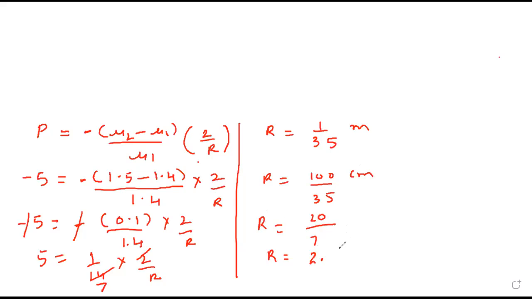Twenty by 7 in centimeter, which I'm dividing by 7. 7 into 2 is 14. Remainder 6 will become 60. 7 8s are 56. Remainder 4, 0. 7 7s are 49. Remainder 1, 0. 7 into 1 is 7. This many centimeters. Seven into 8, 56. Remainder 4. You can write approximately 2.86.